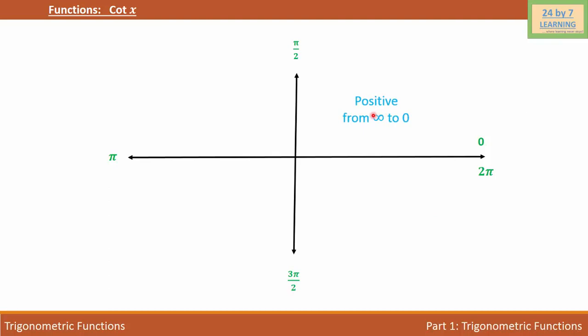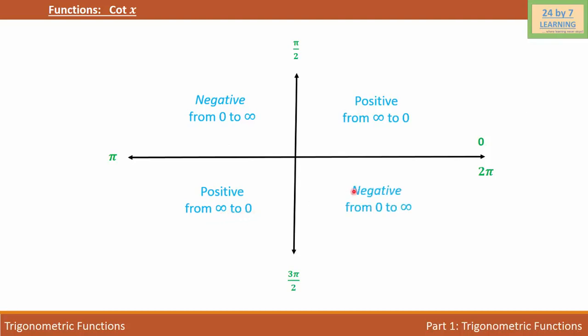The value of cotangent is positive in the first quadrant and it changes from infinity to 0. The value of cotangent is negative in the second quadrant and the value changes from 0 to infinity. The value of cotangent is positive in the third quadrant and the value changes from positive infinity to 0.